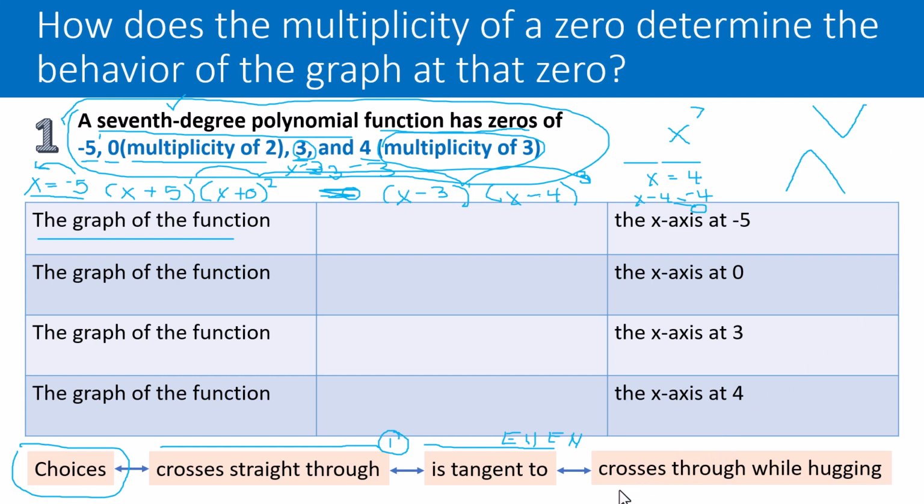All right, now the crosses through while hugging is anything that's odd and it's greater than 1. So a function to the 3rd degree, let's go ahead and just sketch the x-axis. Instead of going straight through the x-axis, it would approach and then get close to, almost like an asymptote, and then go through.